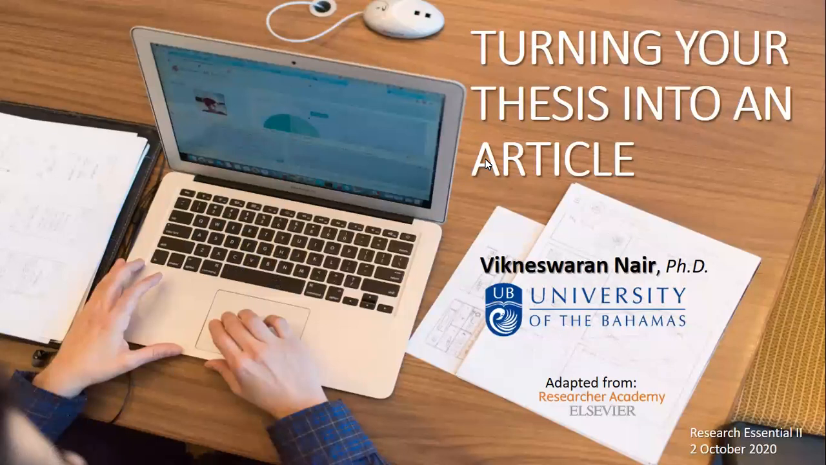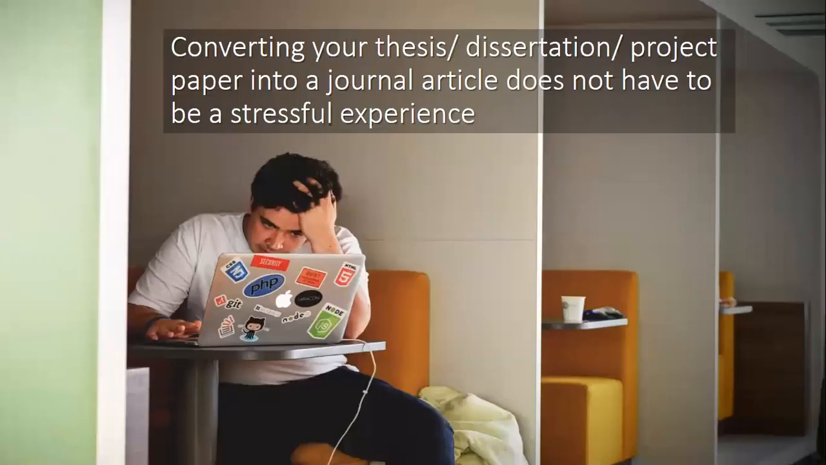So turning your thesis into an article. If you look at this whole issue of turning your thesis into an article, it can be stressful if you do not manage the experience well, okay? But at the same time, converting your thesis, or it can be a dissertation, it can even be a capstone project, into a journal article does not need to be stressful, because all the material that is needed for your article is there. So the bulk of the work is done.